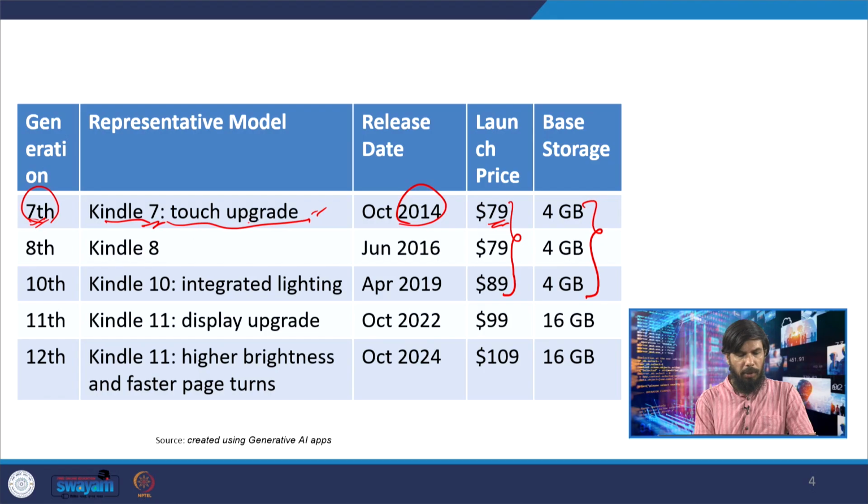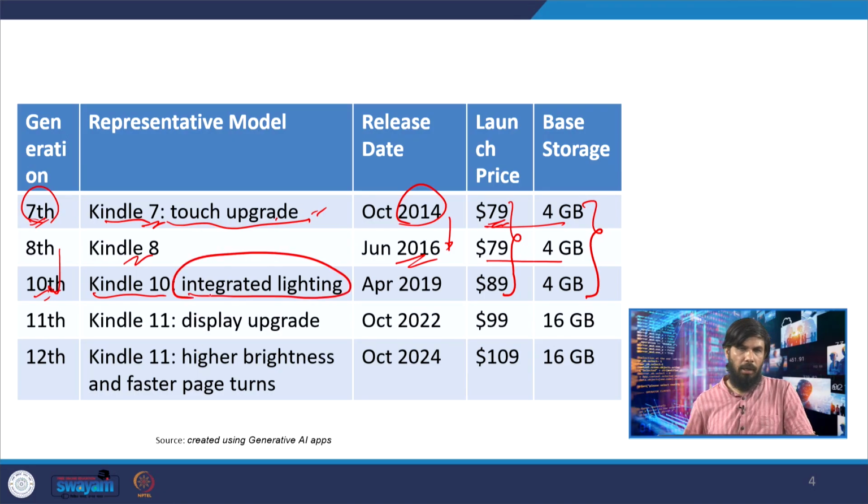So, Kindle 7 had the touch upgrade, Kindle 8 was 2 years later, 2016. So, there might have been a few performance improvements, but in terms of base storage and price, not much, pretty much the same. Then we come to 10th generation, that is Kindle 10, and there is an integrated lighting, that was the additional thing. So, even in different lighting scenarios it will work much better. This came 3 years later in 2019 and you see there is a slight increase in the price to 89 USD and the storage remains the same, 4 GB, right.